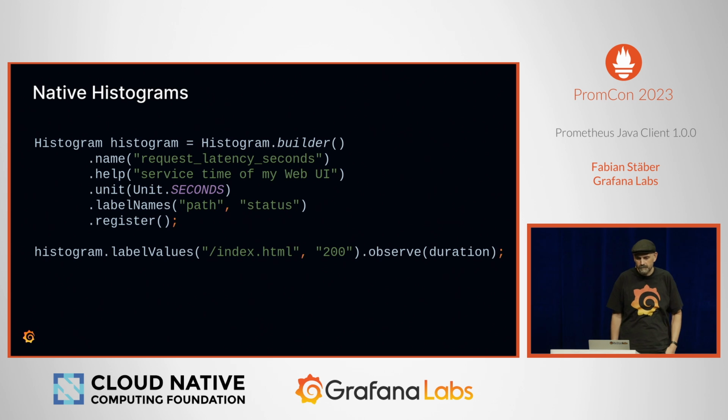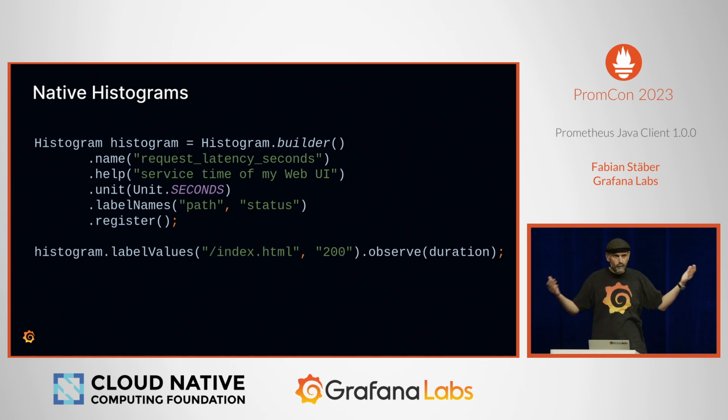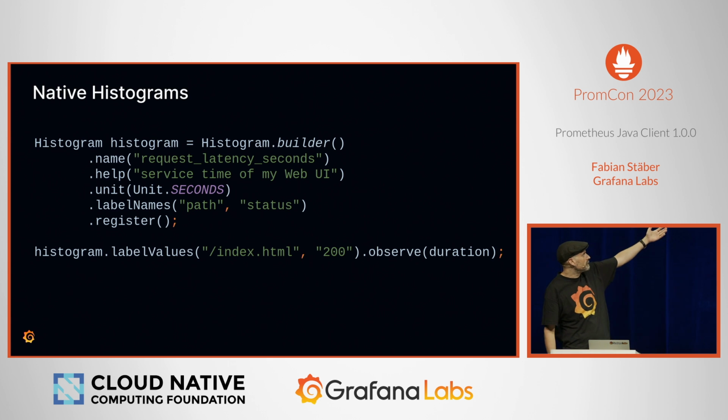Let's start with the histogram. So this is how Java looks like, in case you are coming from a different programming language. This creates a histogram, pretty straightforward, with a name, help message, unit, a couple of labels. And it's an example of how you would use the histogram to observe a duration. Of course, there's more API. You have different ways to observe durations, but this would be the most simple case.